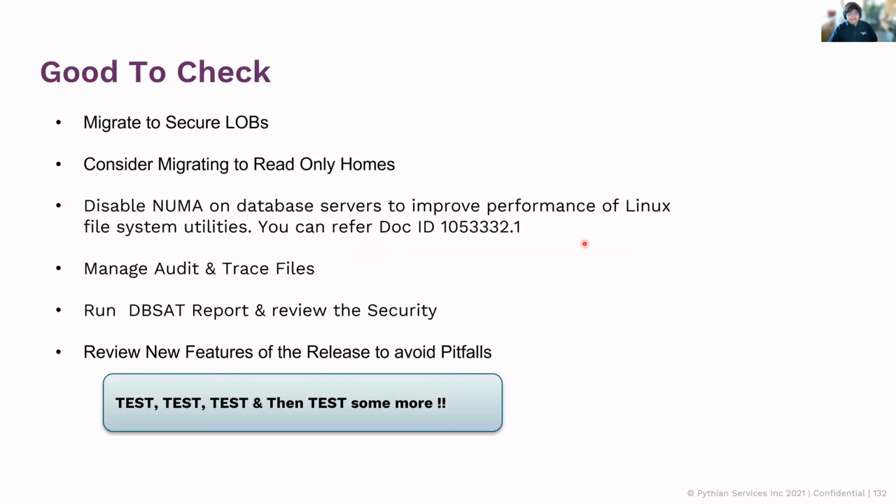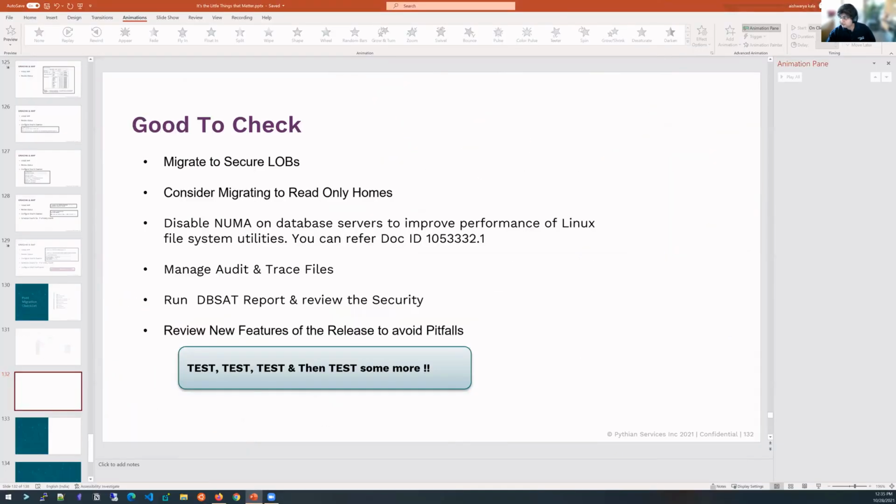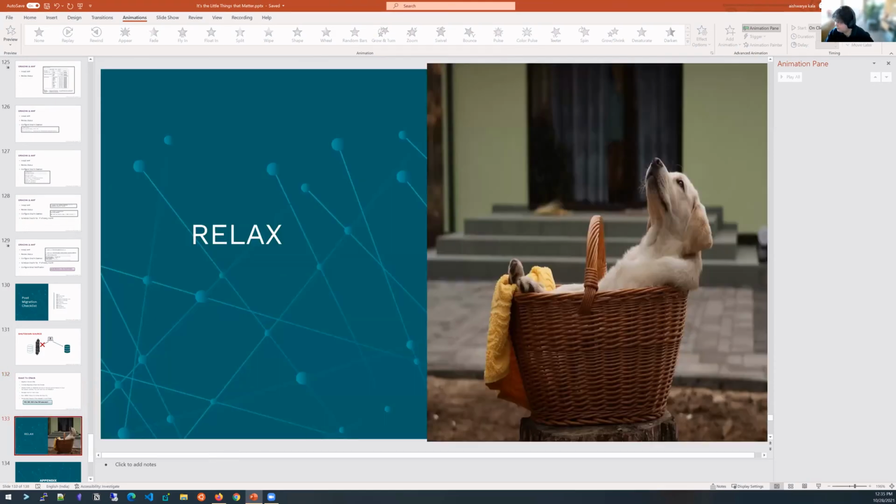These are some of the things that are good to check, not necessary, but good to have. You can use the opportunity to migrate over to secure LOBs. You can consider read-only homes. You can run a security test check. So these are things that are good to have. Once you're done, you can of course chill, sit back and relax. We'll take a look at any questions if we have.